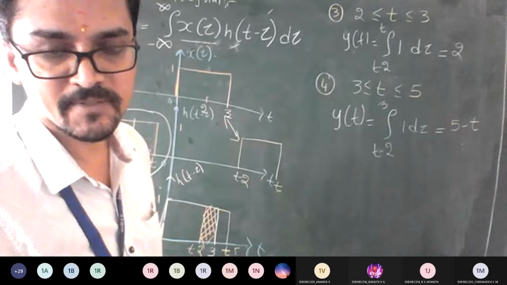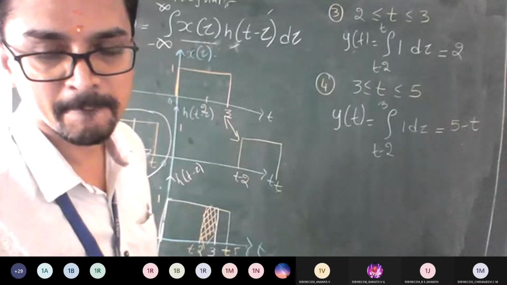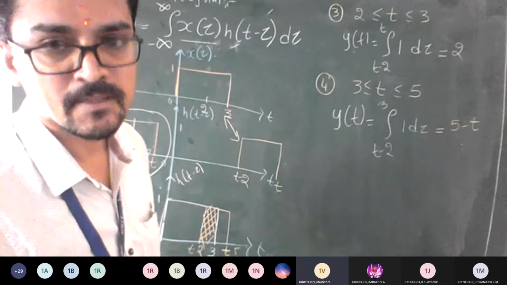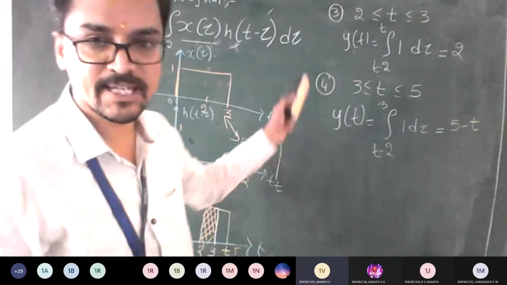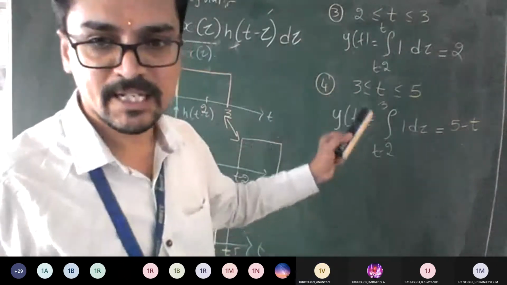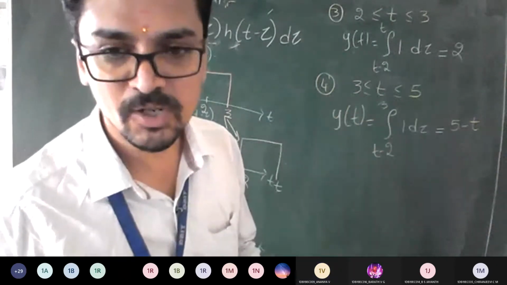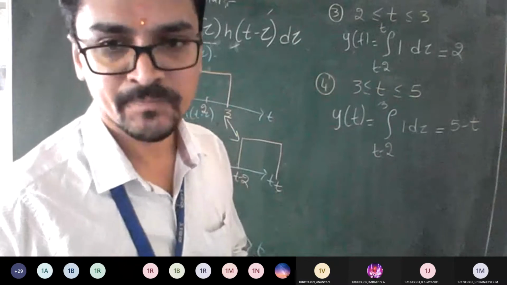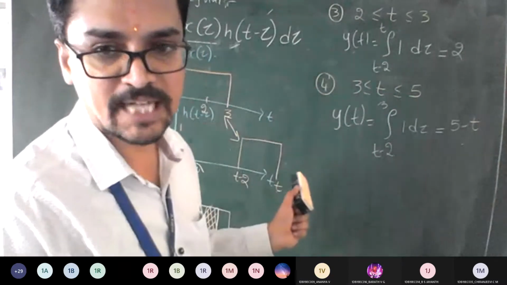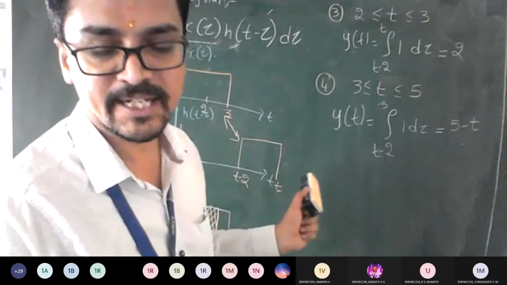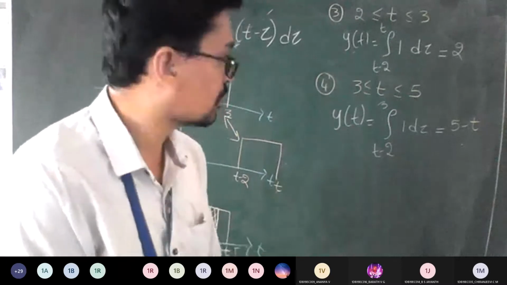Any overlap occurs if you take t greater than 5. No, sir. For that purpose, we wrote in case number 1 itself, t greater than or equal to 5 also, output remains 0. So you have finished all the categories now. So don't end here itself. You need to conclude the problem, guys.